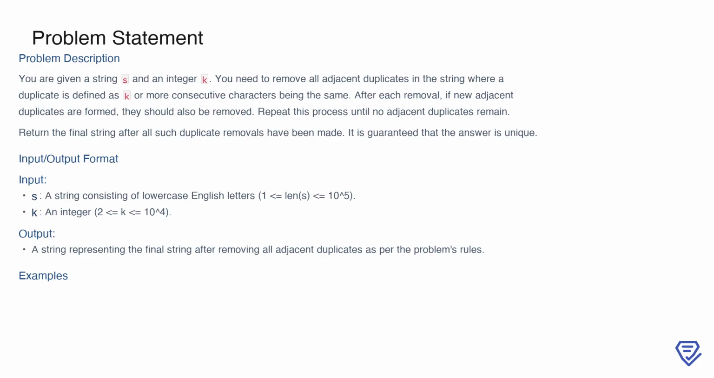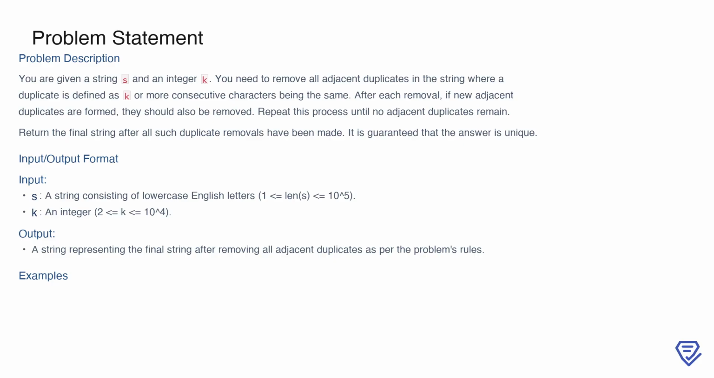The final result is a string with all such adjacent duplicates removed, and it is guaranteed that this resulting string will be unique. For input, you are provided with the string s, which consists of lowercase English letters, and an integer k that determines the threshold for removing duplicates. The output will be the final processed string after all duplicate removals are complete.